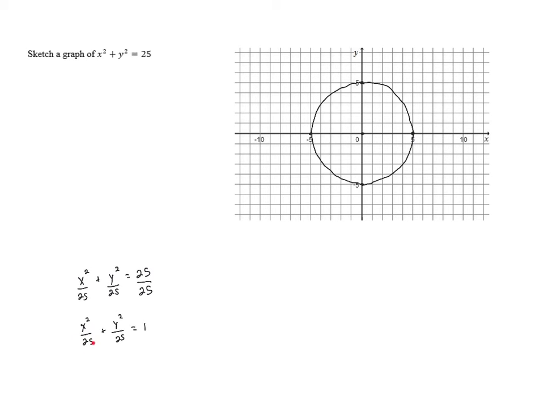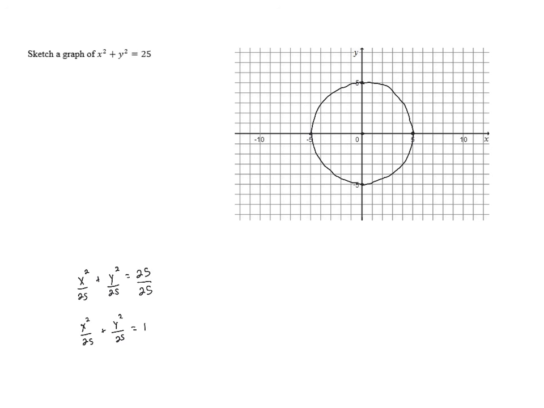Because a squared is 25, that tells us that a is 5. So our x-intercepts are at plus and minus 5. And then because b squared is 25, our y-intercepts are also at plus or minus 5. And so basically, you could follow the steps of graphing an ellipse, but because the axes are the same length, the minor and major axis, you end up just getting a circle.